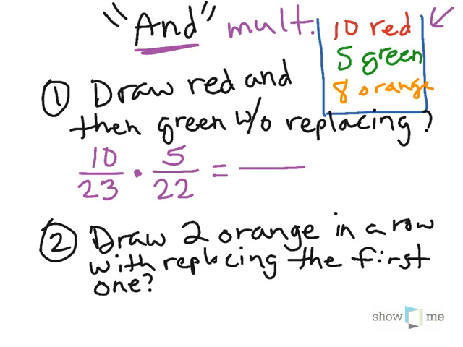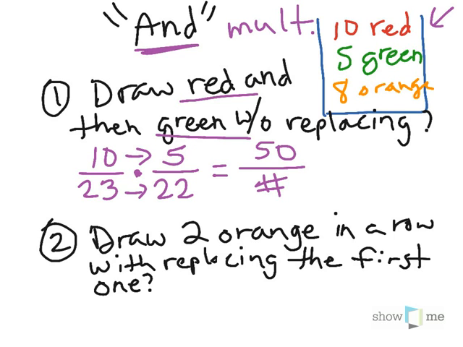What I want you to see is, we would multiply 10 times 5, which gives you 50, and 23 times 22, and that's not something I'd expect you to be able to do in your head. We're going to get some kind of big number, and we could figure out what that means as a decimal. I'm more concerned with, can you set it up based on what you want to happen first and then what happens second? And we're multiplying them because the second one depends on what happened during the first one.